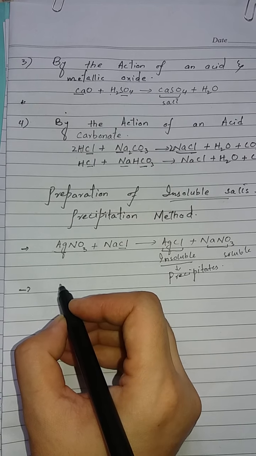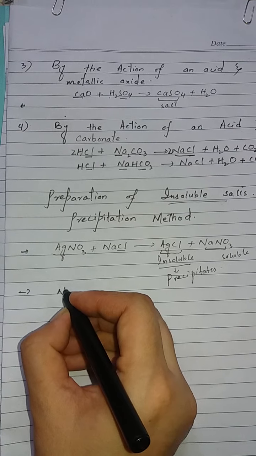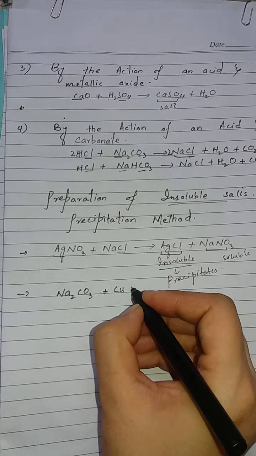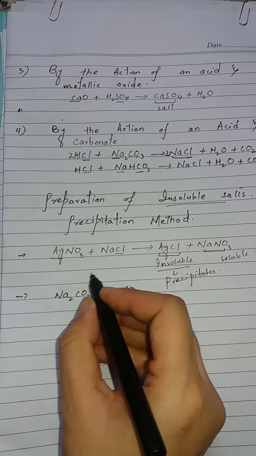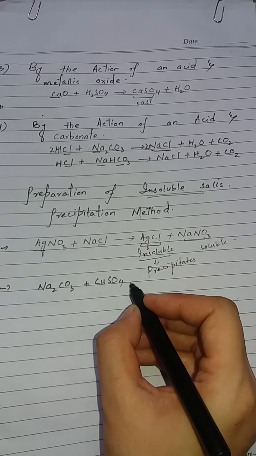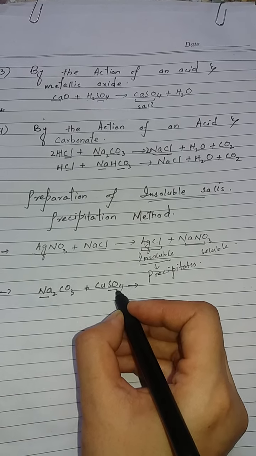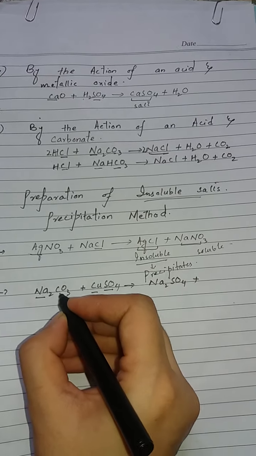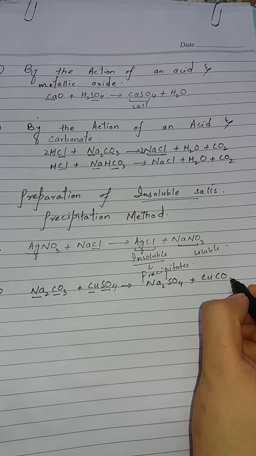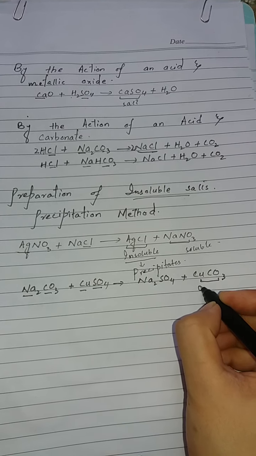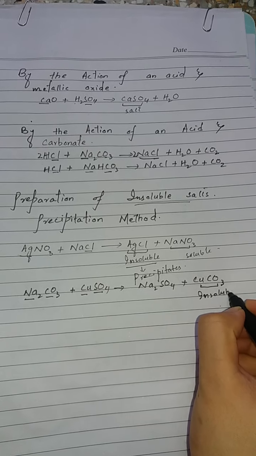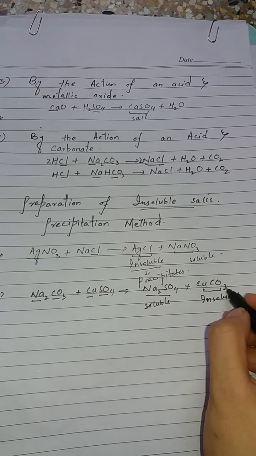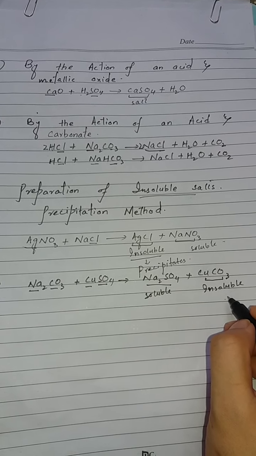Another example in which sodium carbonate reacts with copper sulfate, when the aqueous solution of sodium carbonate reacts with the aqueous solution of copper sulfate, then it forms sodium sulfate, Na2SO4, and copper carbonate, CuCO3. Here CuCO3 is insoluble salt and Na2SO4 is soluble salt. So insoluble salt settles down in the form of precipitates.